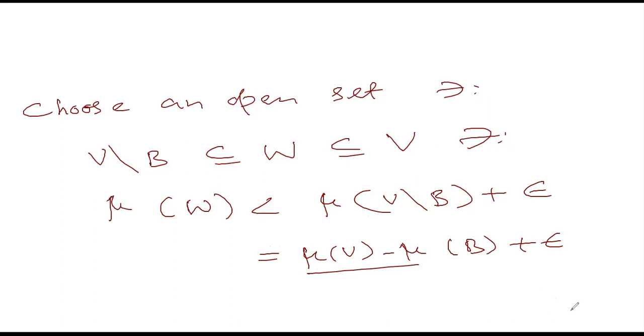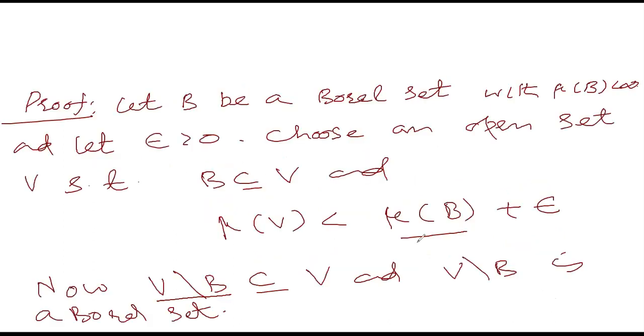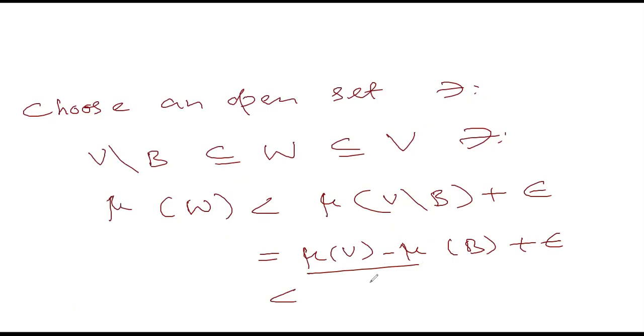So mu of V minus mu of B is less than epsilon. Therefore, mu of W is less than 2 epsilon.